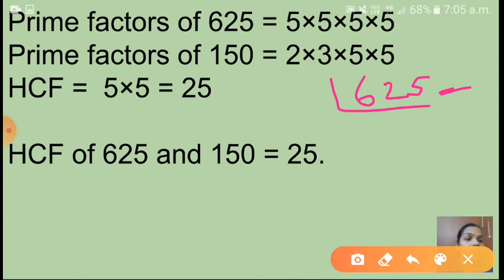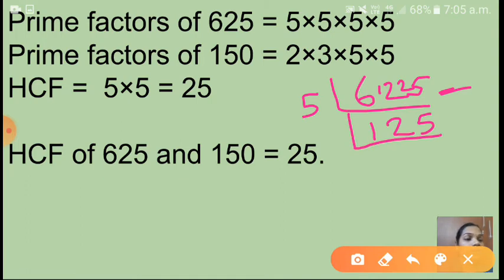So you have to do the divisibility test. So 6, how many 5s are there? 1. Remainder is what? 1. So this 1 will go here, 12. So 12, how many 5s are there? 2 5s are 10. Remainder is what? 2. So this 2 will go here, 25. So 25, how many 5s are there? Very good, 5 5s are there.